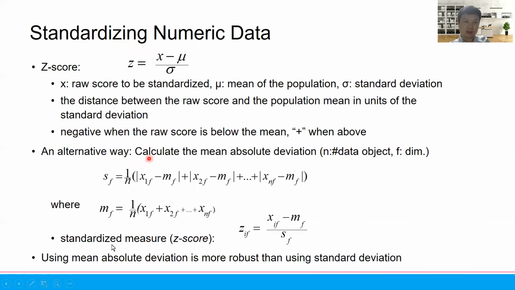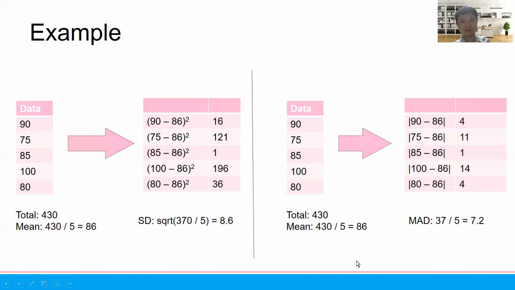In order to get the standardized measure, we use almost the same Z value as the Z-score, but now we have a different way to get the S, the SF. The SF is different. Usually, using the mean absolute deviation is more robust than the standard deviation. Let's see, this is just one very simple example.